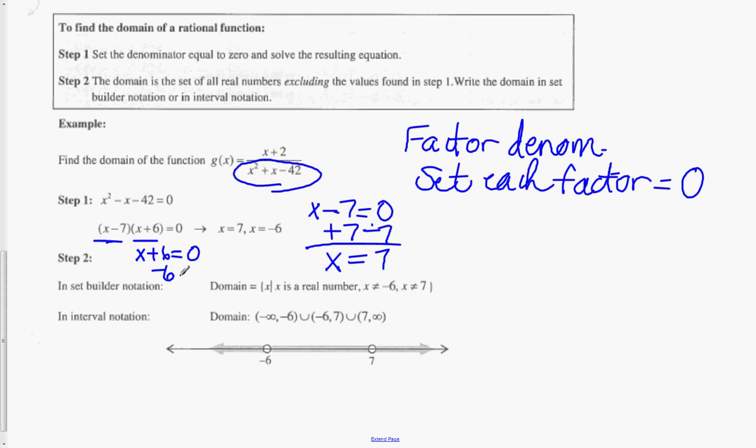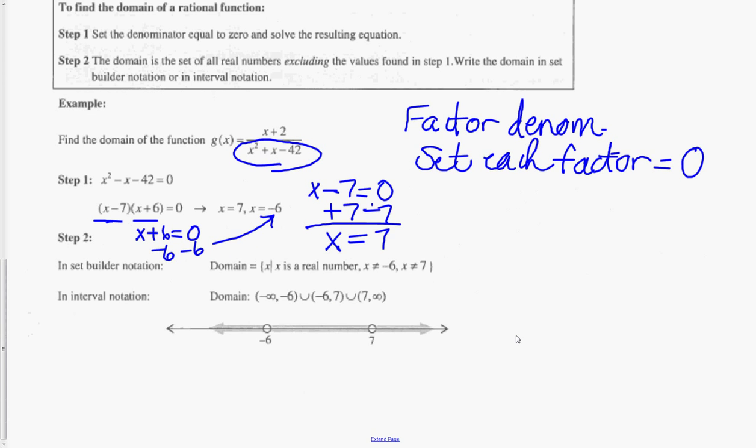You subtract 6, and that's where the negative 6 is coming from. So on this one, we need to stay away from 7 and negative 6. If you're just asked to eliminate the numbers, you're just going to put a list. You've got to stay away from 7 and negative 6. If we're going to use different notations, then set builder notation would just mean that you just list them. X cannot equal negative 6, x cannot equal 7.